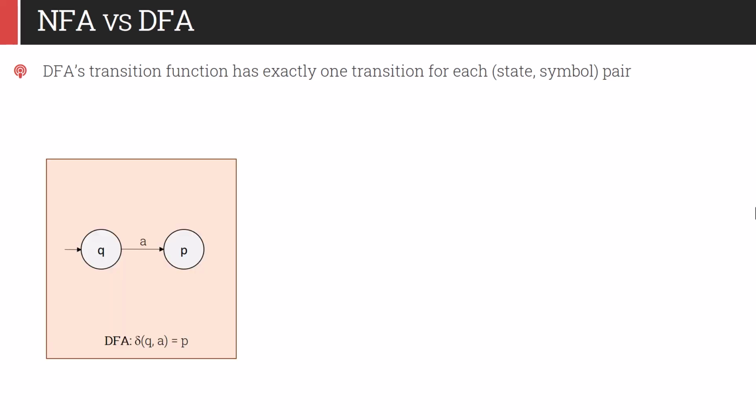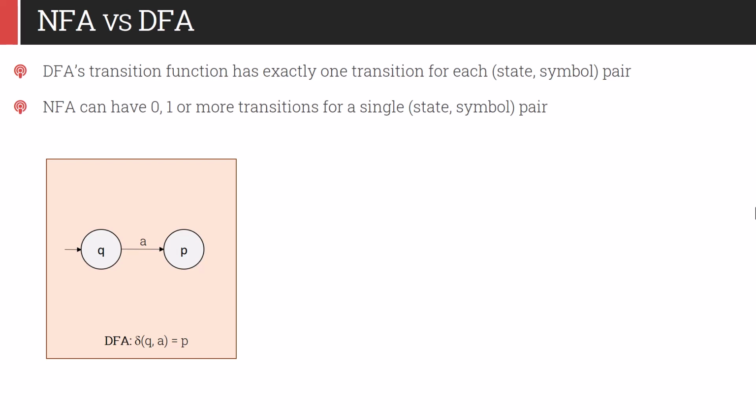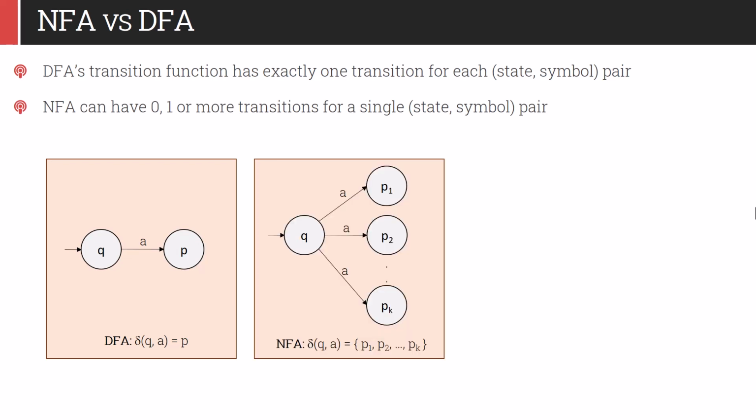For example, from state Q, if we read A, then either we will remain on the same state or we might be moving to some other state, but there will be only one transition for each state and input pair. In NFA, we can have 0, 1 or more transitions for a single state symbol pair. So there could be multiple such transitions. From state Q, if we read A, we might be moving to state P1, P2, P3 or PK. So these moves are non-deterministic.